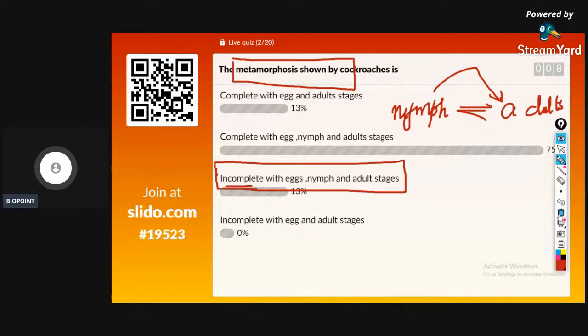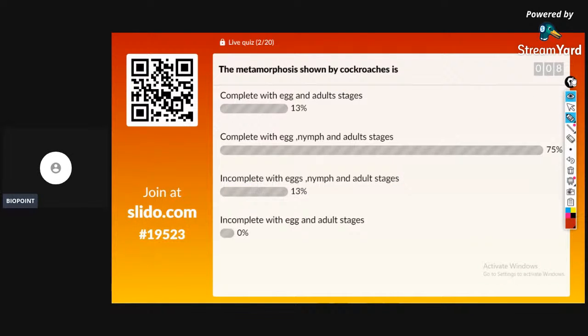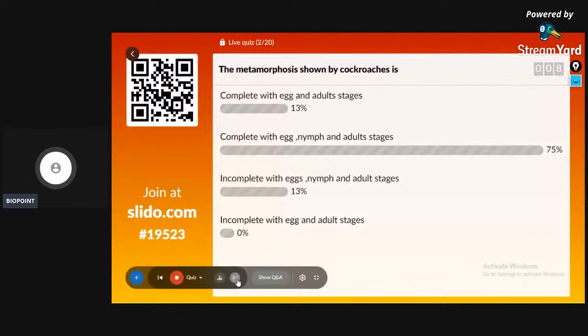NTA Abhyas paper solving has become very difficult for the students.